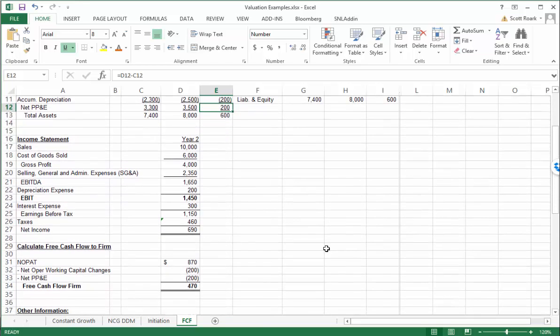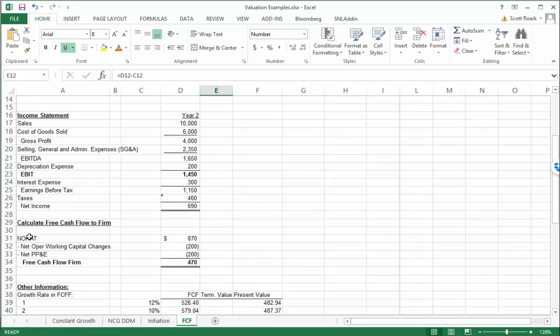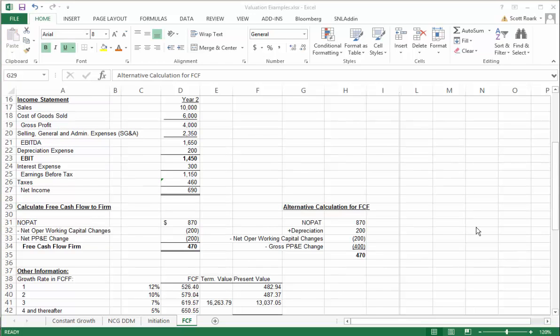And actually, I want to break this up a little bit differently and see what we end up with. We'll end up in the same place. I just want to show it a little bit more explicitly what's happening. Okay, so over here I've shown an alternative calculation for the free cash flow to the firm, and we end up with the exact same amount of $470. But I want to talk through this real quick. The NOPAT is as it was before, EBIT times 1 minus the tax rate, so it's still $870.